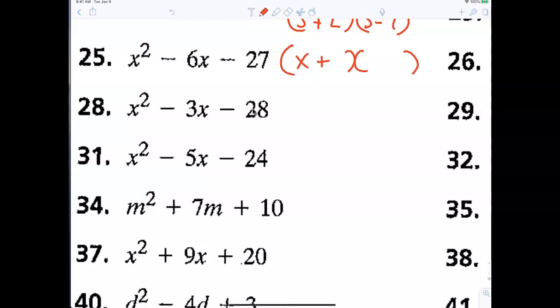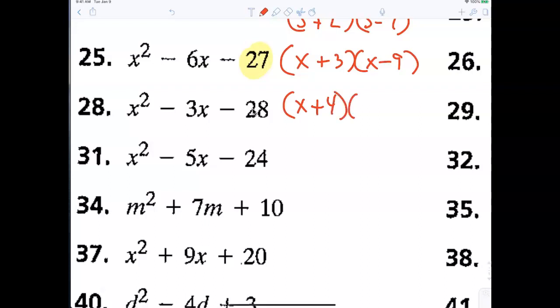Yes, you're awesome. X plus 3, x minus 9. Just takes a little patience. Sometimes you have to go through the bigger, for example, 72 was a hard one because there's a whole bunch of factors for 72. So when this number here has more options, that makes the problem more difficult. All right? Next.